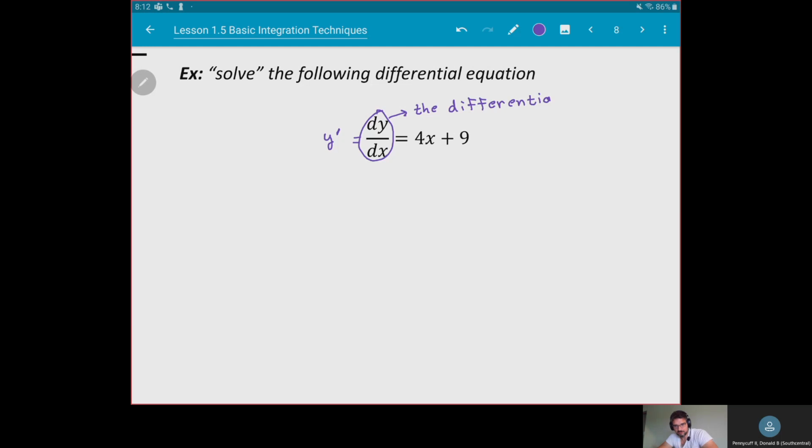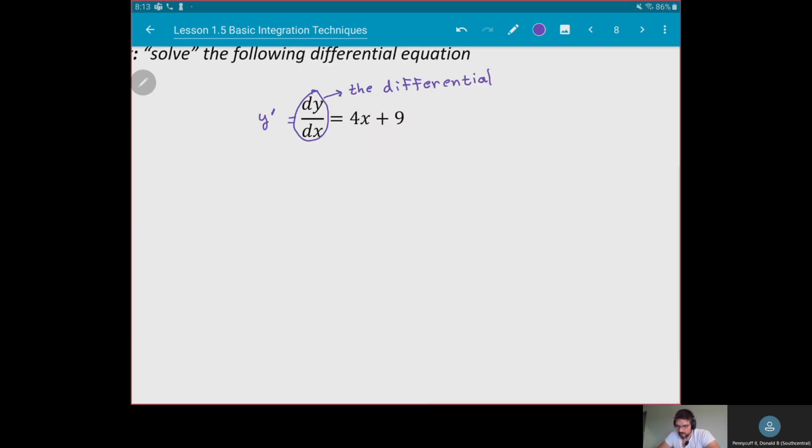That's why Calculus 4 is called differential equations. This is a differential equation. Now, what you learned in Calc 1, you may have learned, if you're given y equals 4x plus 9, you were mainly told that y is equal to the integral of y prime. So y is equal to the integral of 4x plus 9.